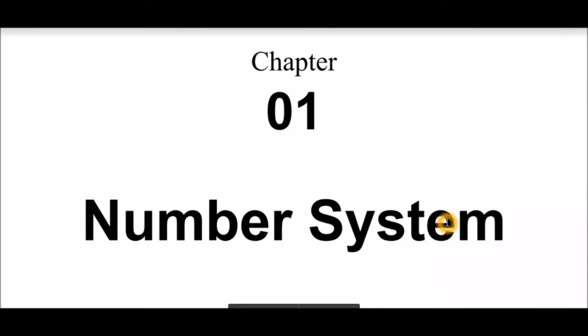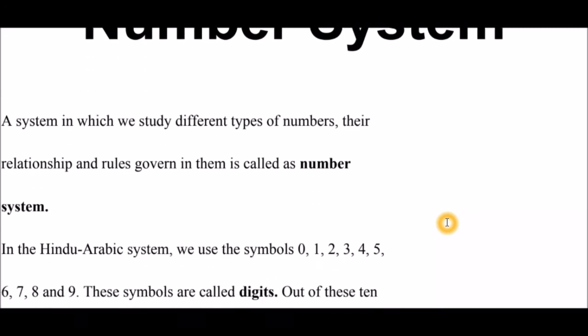First of all, what is the number system? Number system is a system in which we study different types of numbers and their relationship. Also, the rules that govern those numbers are called the number system.